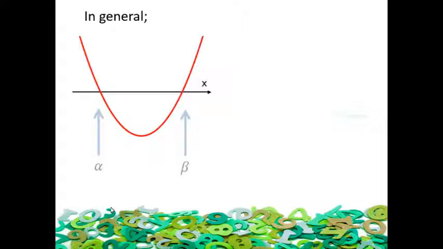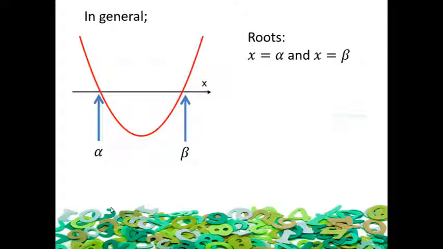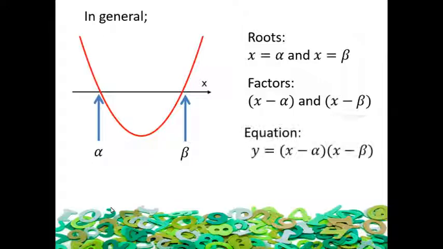So if we try and generalise this, we're going to call the roots alpha and beta. That's the Greek letter A, alpha, and B, beta. The factors would be x minus alpha and x minus beta. Following the same process as we did when we had the numbers, we end up with that quadratic. So that's the general solution, the general form.